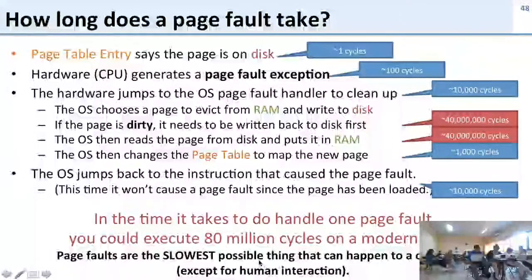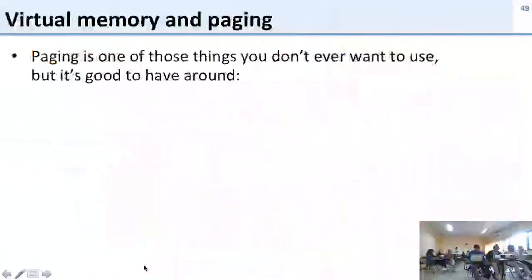It's generally faster to go out on the network and get the data from another computer than it is to read it from your own disk. So page faults are very slow. And this is changing a little bit as we start getting these solid-state flash drives in computers, but they're still far, far slower, and people work really hard to avoid them.